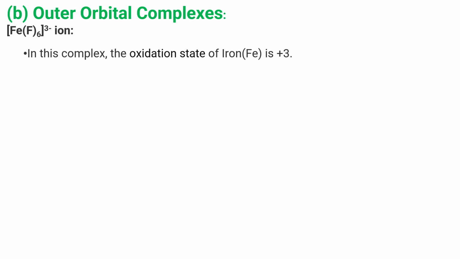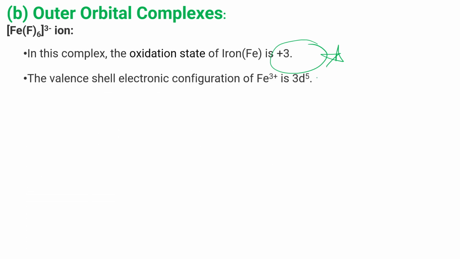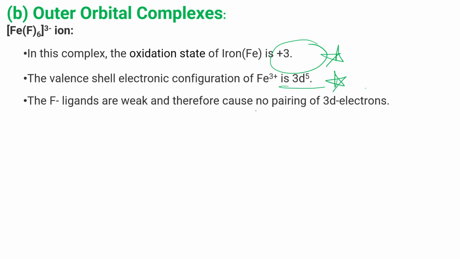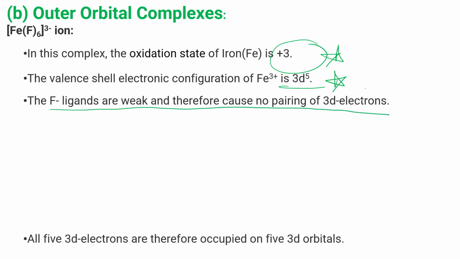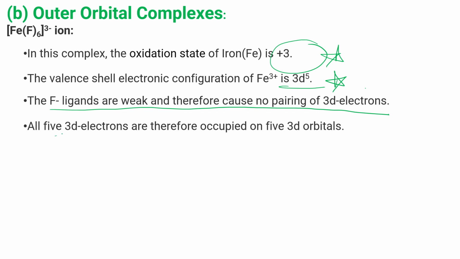In this complex, the oxidation state of iron is plus 3. We saw, so the electronic configuration of iron will be 3d5. We did solve the whole example. Fluoride is a weak field ligand, therefore no pairing of electrons will be occurring. All the 5 3d electrons are therefore occupied on 5 3d orbitals.